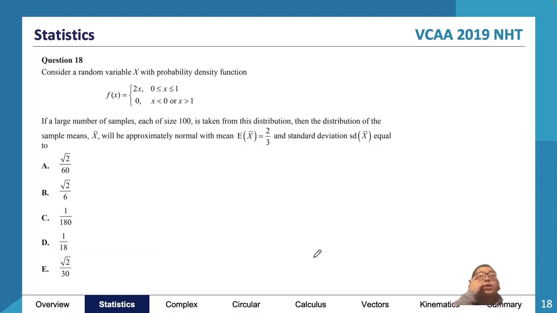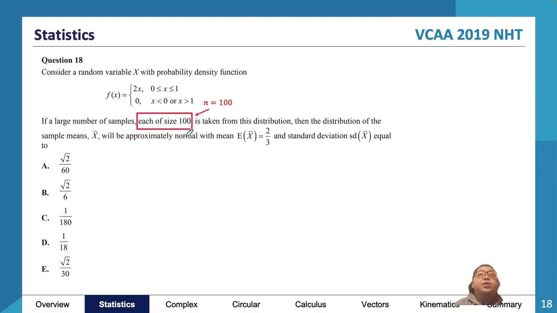Great, so let's talk about a question on this topic now. Consider a random variable with a probability density function f(x) = 2x for 0 < x < 1, and 0 otherwise. If a large number of samples of size 100 is taken from the distribution, then the distribution of the sample means will be approximately normal with a mean of 2/3 and what standard deviation? So they want to know what the standard deviation is equal to.